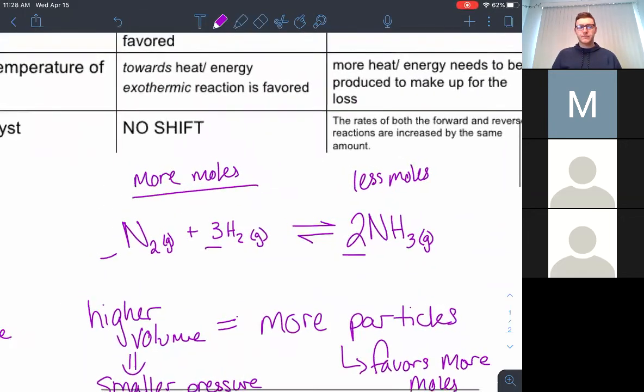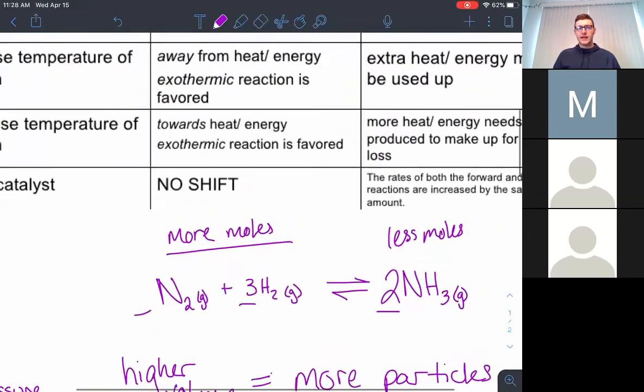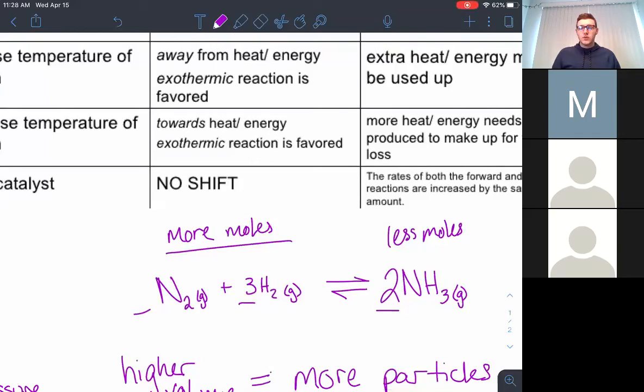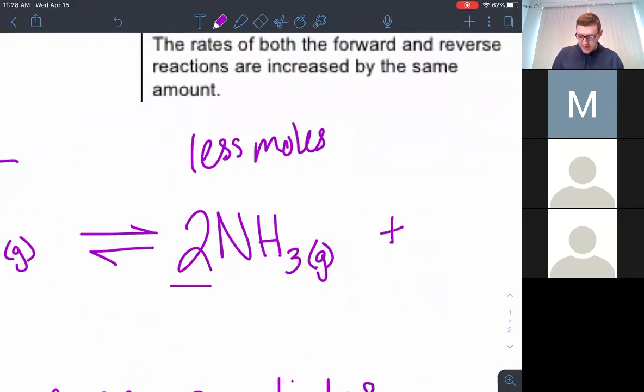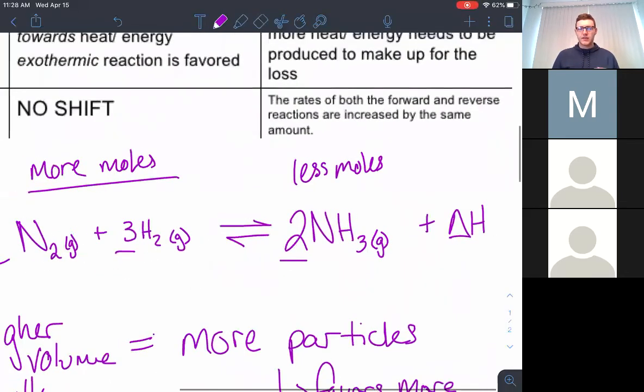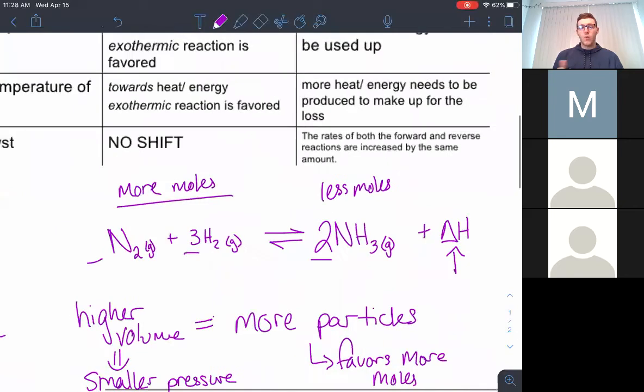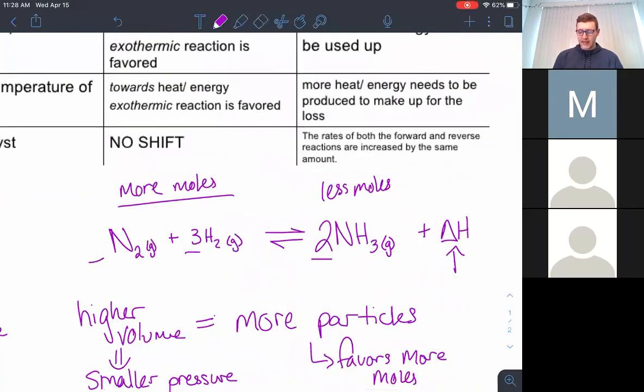Exothermic means that heat is going to leave the system, which means that if I increase the amount of heat, it's going to move. If I said this was an exothermic reaction, heat would be over here, because heat is being released. It is then considered just like our reactants and our products. So if I increase this, it's going to push the reaction away from where the heat is.